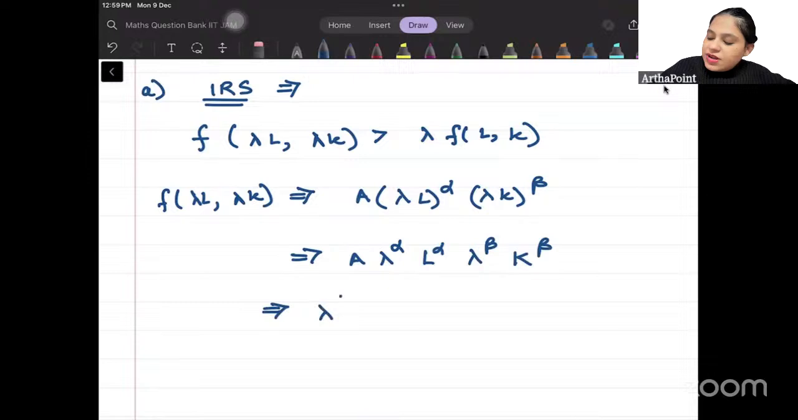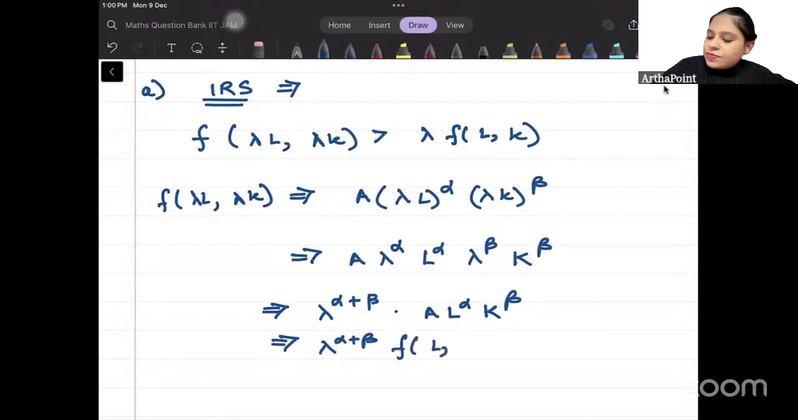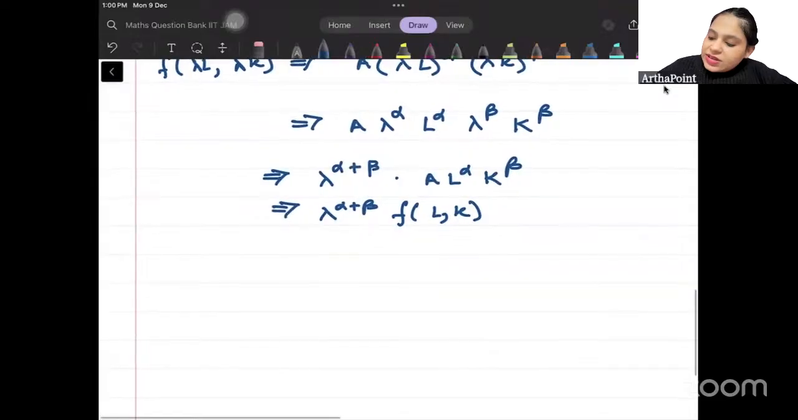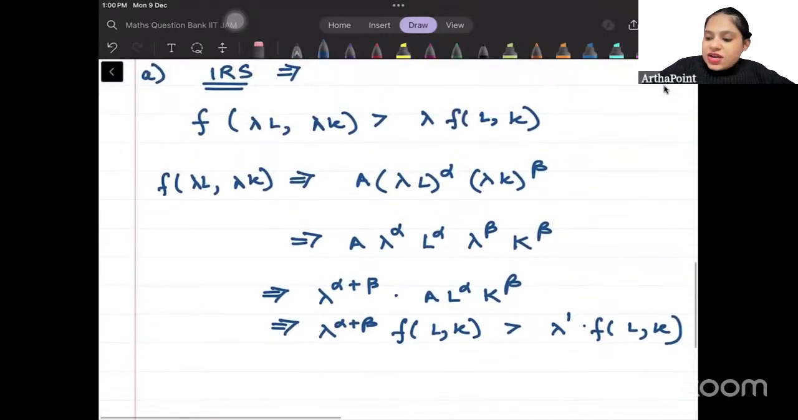And this will give me lambda to the power alpha plus beta times f of L, K. So now we want that this should be greater than lambda to the power 1 times f of L, K. For IRS, I require it should be greater than lambda times f of L, K.